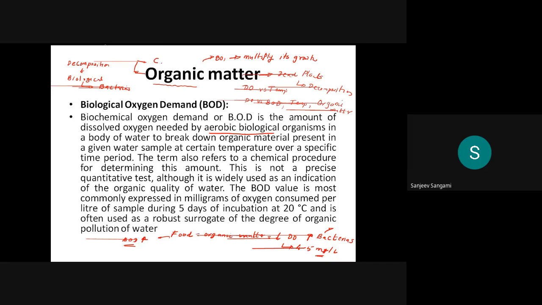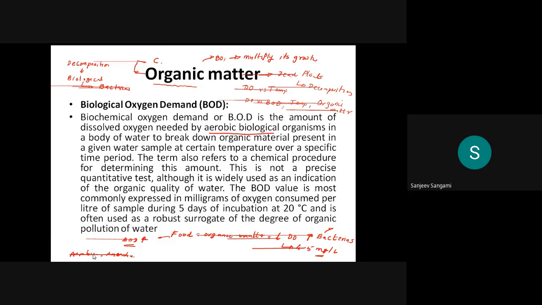We have three types of bacteria. The first one is aerobic, then anaerobic, and one more is the type that survives in both aerobic as well as anaerobic conditions.